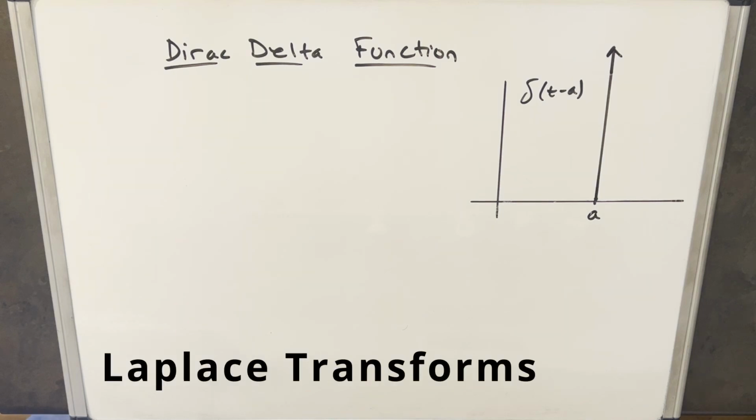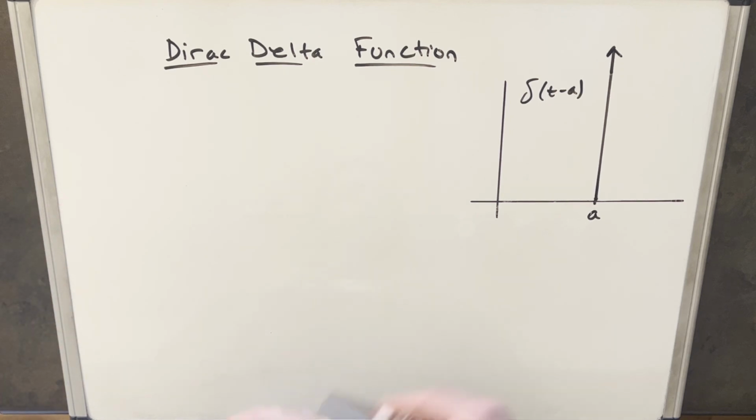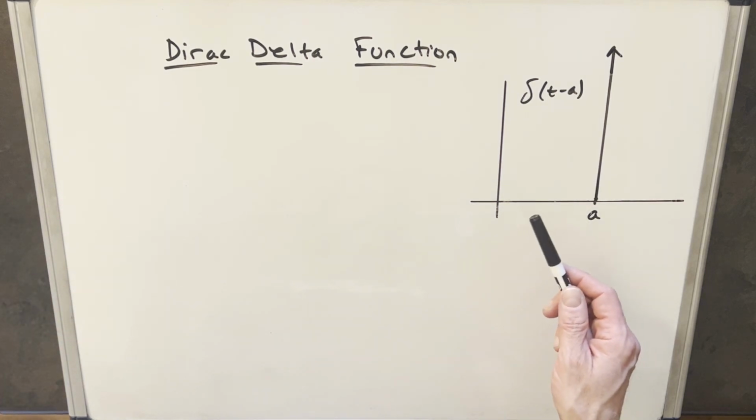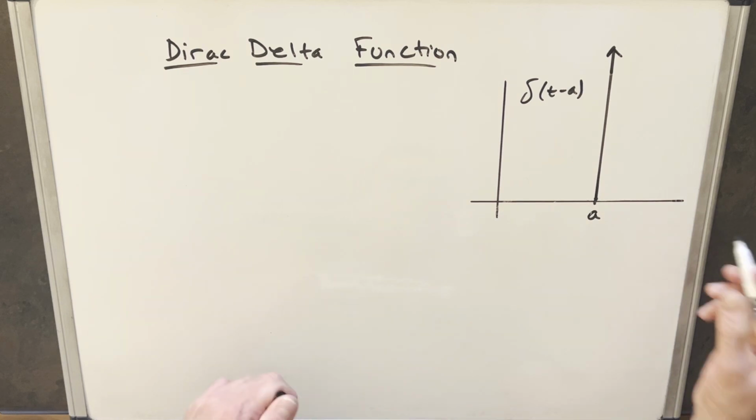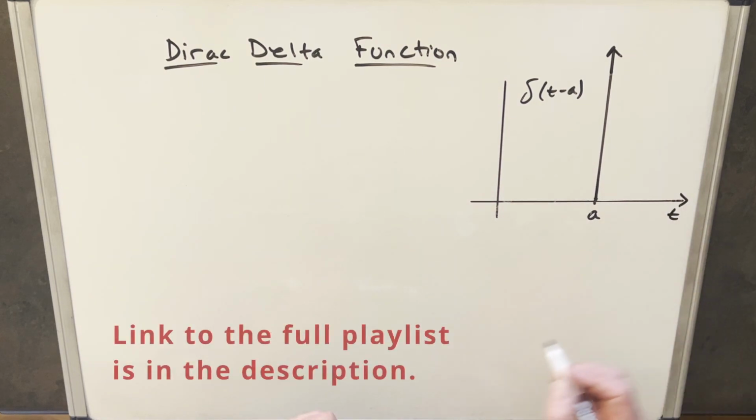Okay, continuing on today with the Laplace transform playlist, we have a really interesting topic. We're going to go over the Dirac delta function. So we have a graph of this thing over to the right, and it's pretty unusual. Now, this is going to be like our time axis, our t variable.